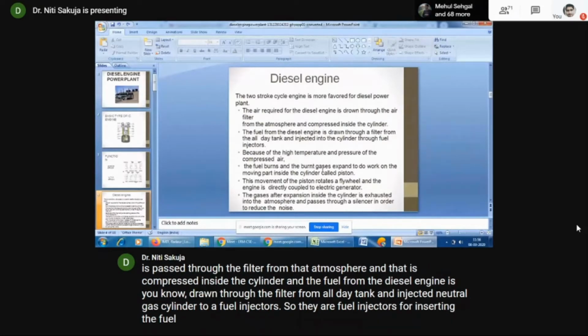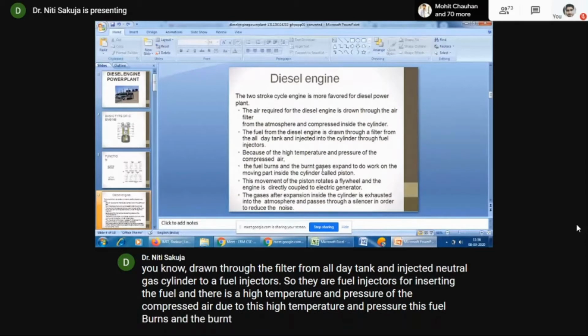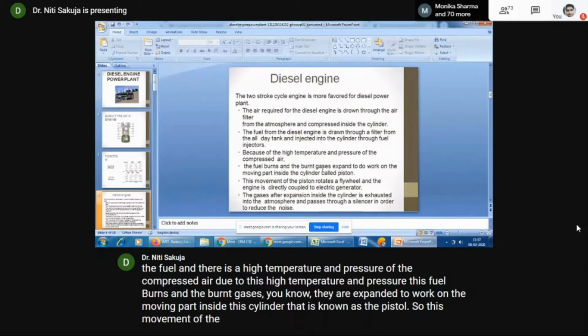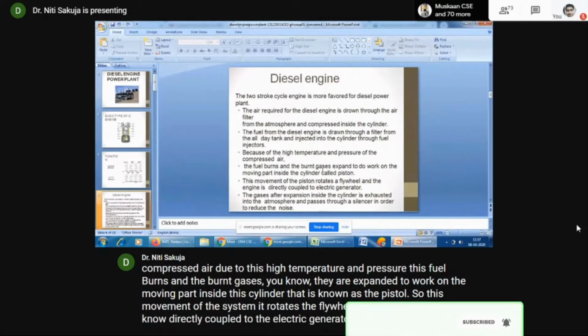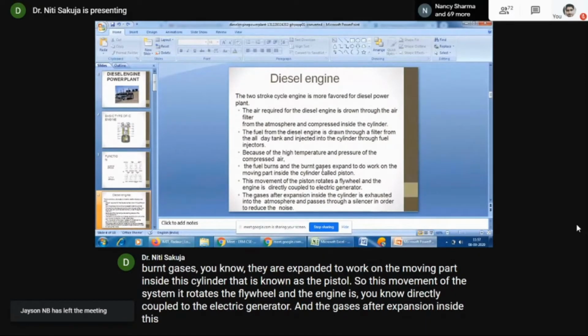And there is a high temperature and pressure of the compressed air. Due to this high temperature and pressure, the fuel burns, and the burnt gases expand to work on the moving part inside the cylinder, that is known as the piston. This movement of the piston rotates the flywheel, and the engine is directly coupled to the electric generator. And the gases, after expansion inside the cylinder, are exhausted into the atmosphere and pass through a silencer in order to reduce the noise.